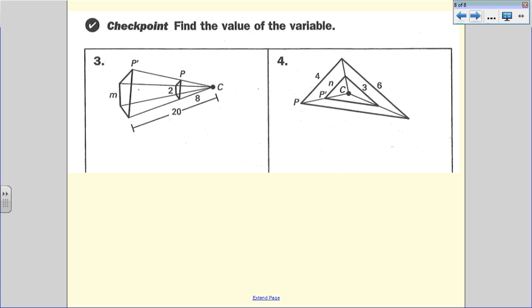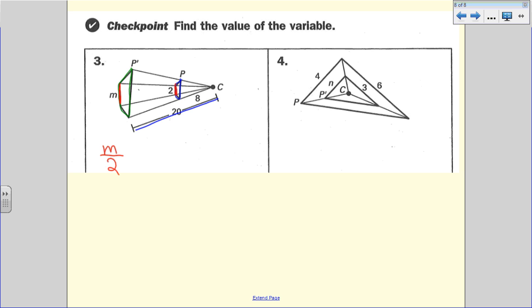So if we take a look, they want us to do the same thing here. We need to find the value of X. So let's start by highlighting our original figure here. So here's my original figure. My new image is P prime. And so they want me to find M. M corresponds to 2, so I can have a ratio of M over 2, new to original. I now need to look at what other distance they give me.